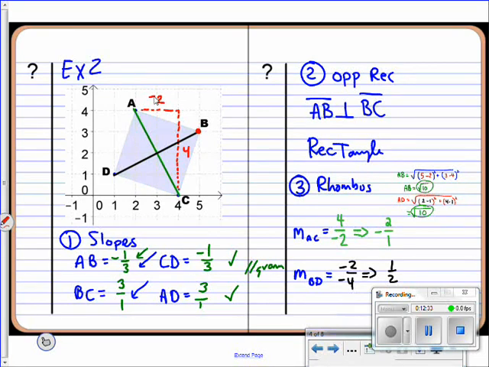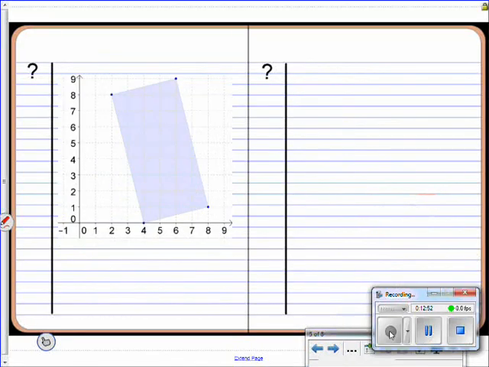Now I could have started at D and done the same thing, and it still ended up being positive. If you look at these two slopes, they're opposite reciprocals, so we know this is not a rectangle, but a rhombus, because the diagonals are perpendicular. All right, very good. Now just even looking at this one, we can kind of tell it's probably going to turn out to be a rectangle.